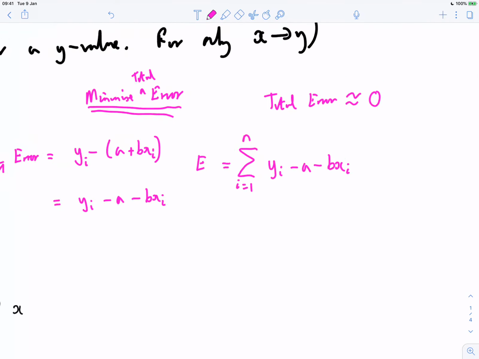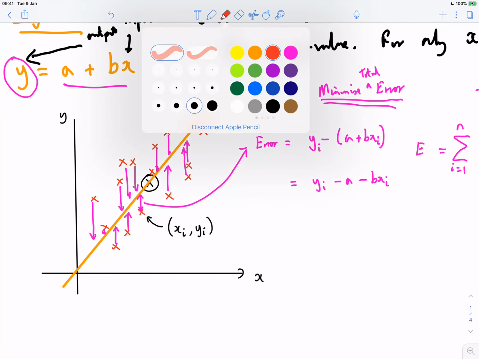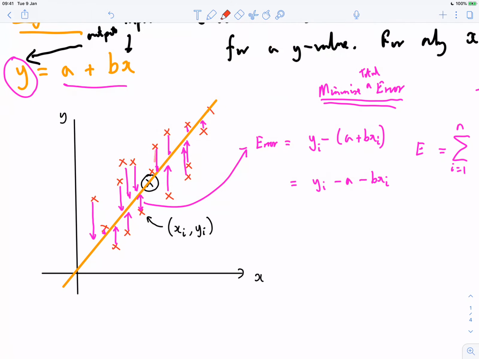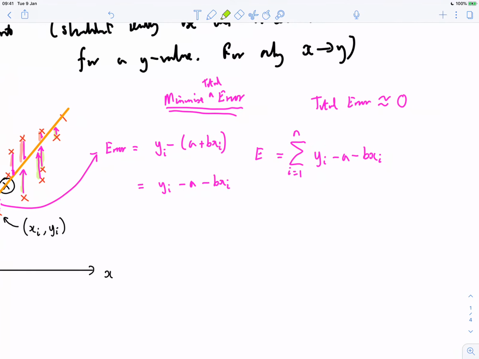Now here's the problem. It may be that all of these errors that are above the line, the sum of those errors, which may be positive, for example, the way we've constructed it, may cancel out with all these errors under the line. So it may just be by some fluke that all the distances above the line equal all the negative distance below the line, so the sum equals zero. And we don't want that.